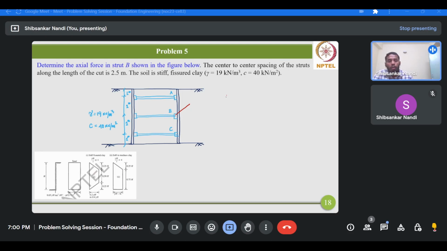Okay, now for that, we'll first calculate the value of gamma h by c. The gamma value here is 19 kilonewton per meter cube. The height of the excavation is 2 plus 2 plus 1 plus 1, that is 6, and the cohesion value is your 40. So this gamma h by c ratio comes out to be 2.85, which is less than 4. Therefore, out of these 3 distributions, we have to choose this one. This one would be more appropriate for the given condition.